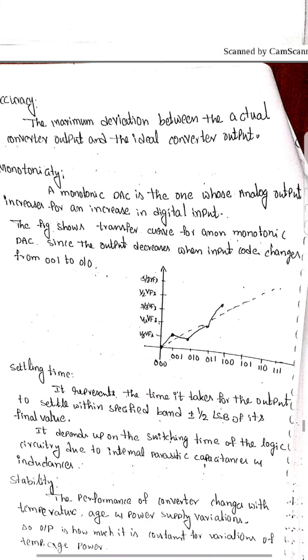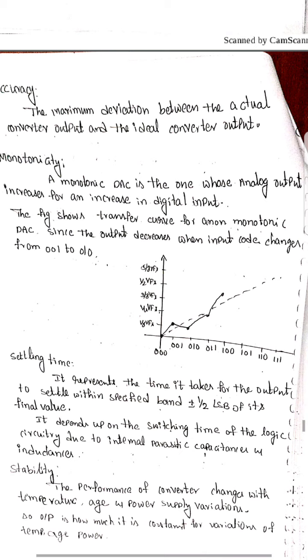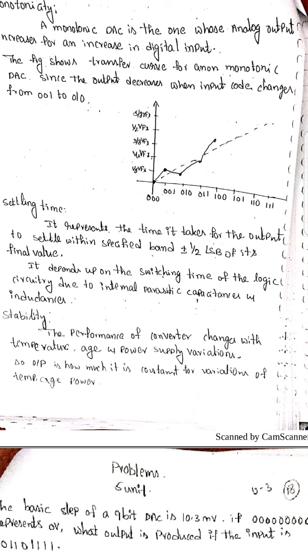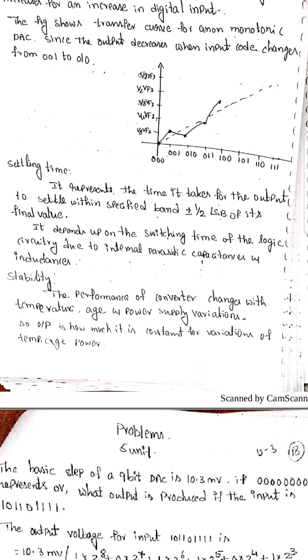Monotonicity. A monotonic DAC is one whose analog output increases for an increase in digital input. Settling time. It represents the time it takes for the output to settle within the specified band of plus or minus 1 by 2 LSB of its final value. It depends upon the switching time of the logic circuit due to internal parasitic capacitances and inductances. Stability. The performance of a converter changes with temperature, age and power supply variations.